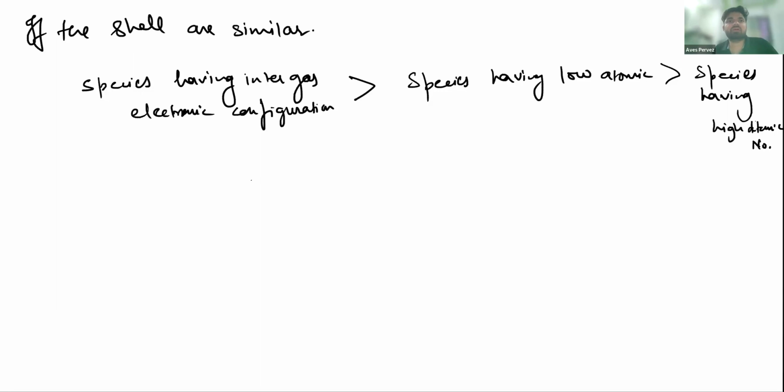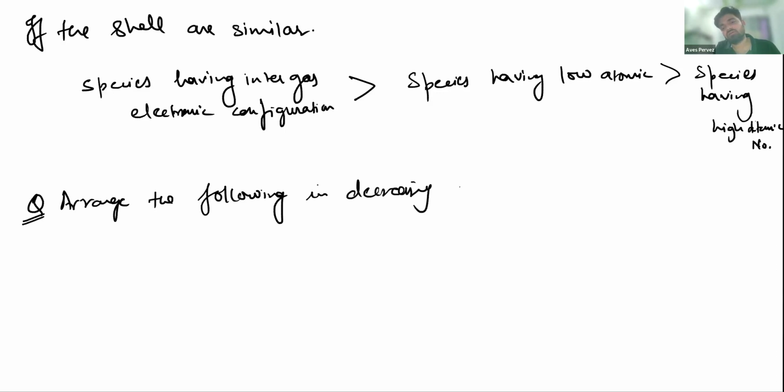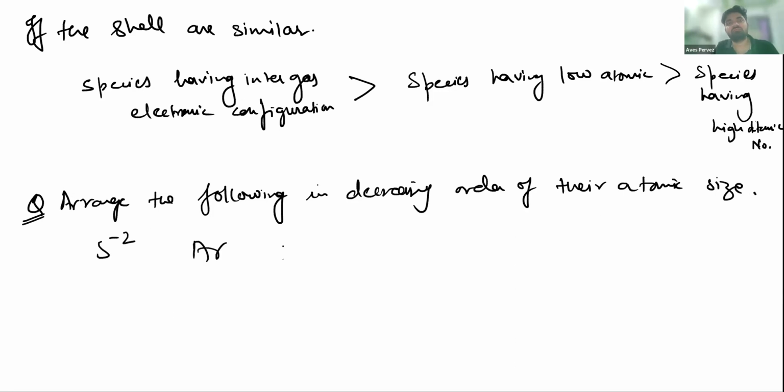Let's take an example here. Arrange the following in decreasing order of their atomic size: S2-, argon, sodium, silicon, and chlorine. Okay, so first of all, this is the charged species.